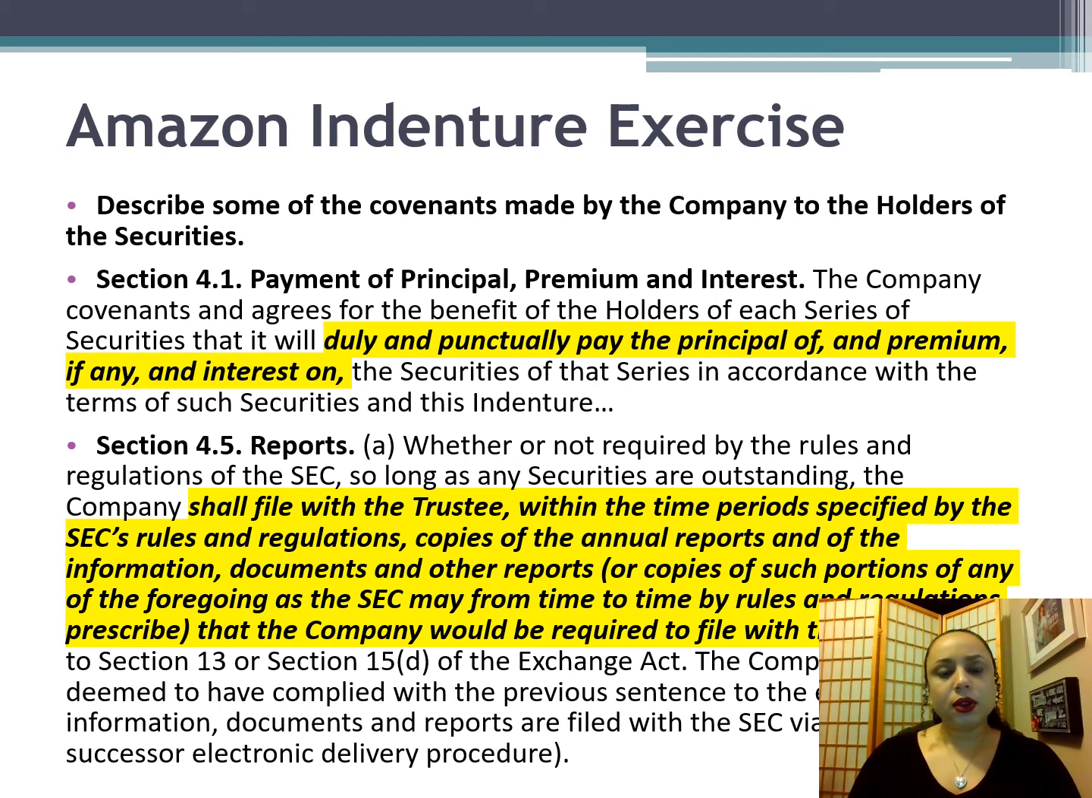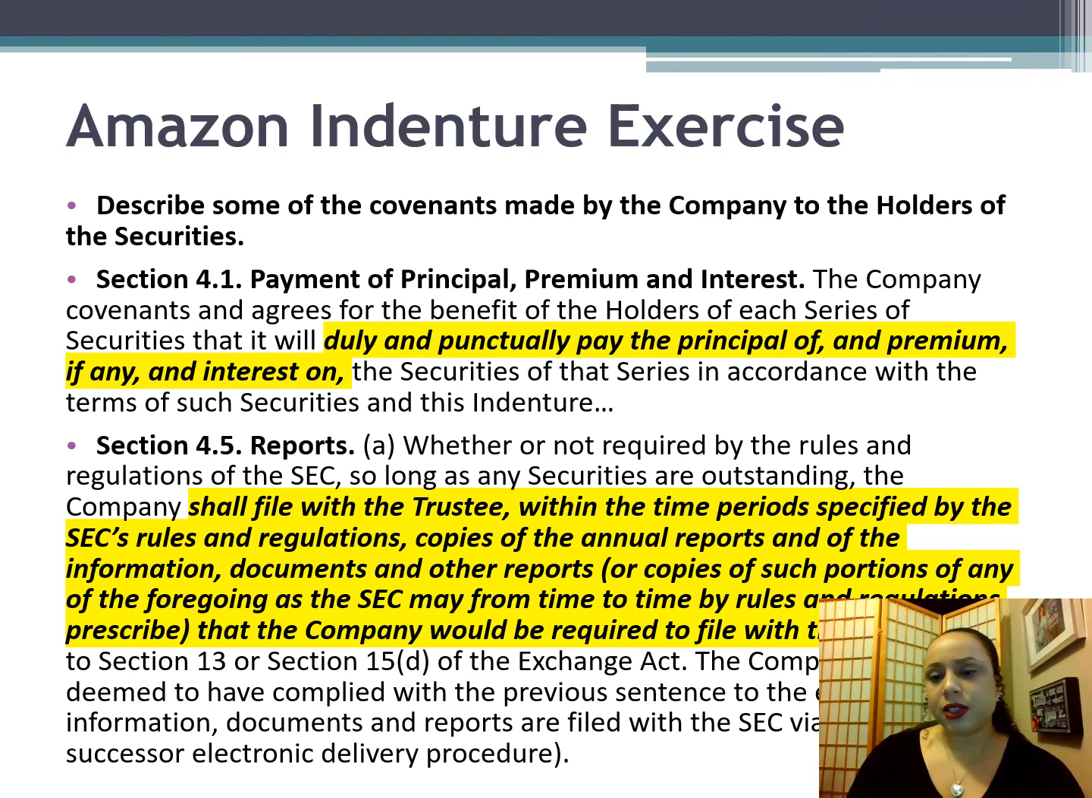No, that is the next question. So here on this particular slide, this is where we see a description of the reports that the issuer is required to give the trustee.